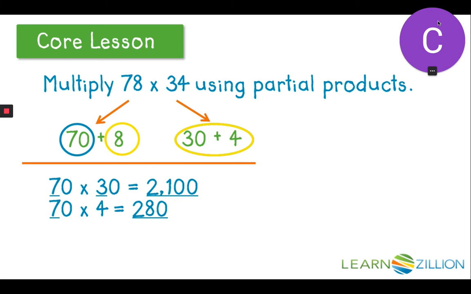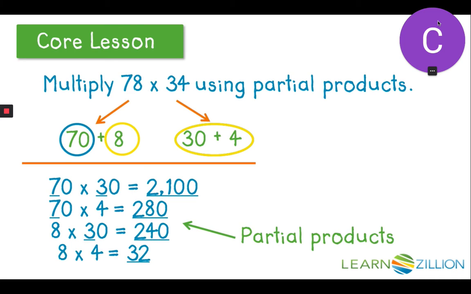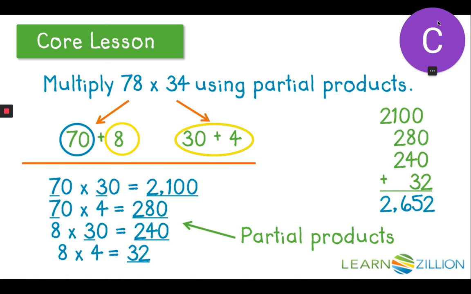So we have 8 times 30, which is 240, and 8 times 4 becomes 32. These are our partial products, which are parts of the final answer. So we must add these parts together to get the final whole answer. So we'll add 2,100, 280, 240 plus 32 to get 2,652. 78 times 34 is 2,652.